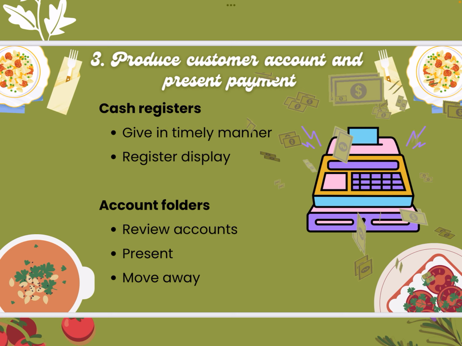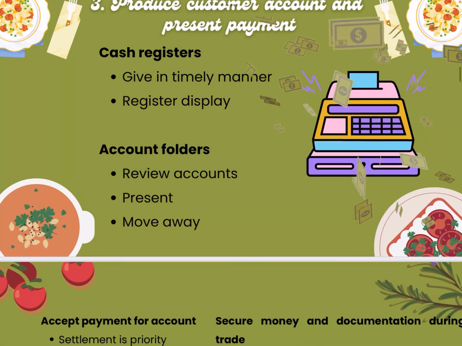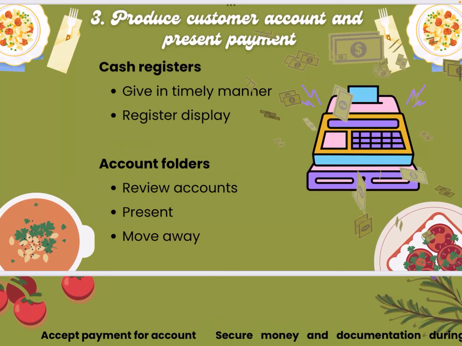Register display. The display talks about the information that you need to have on that particular cash register. Account folders. Review accounts. Once again, you must be able to review what is written on the account, if that is appropriate to present the account. Be able to leave the bill jacket, present it to them, and then you move away.